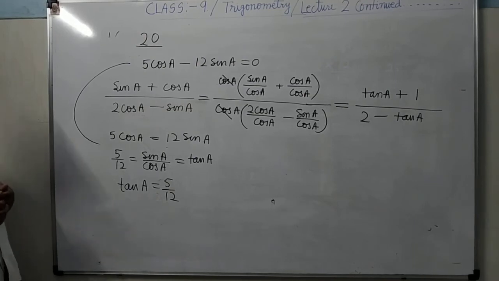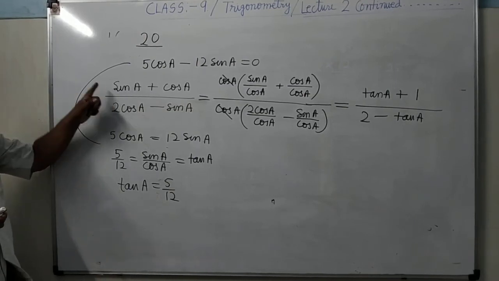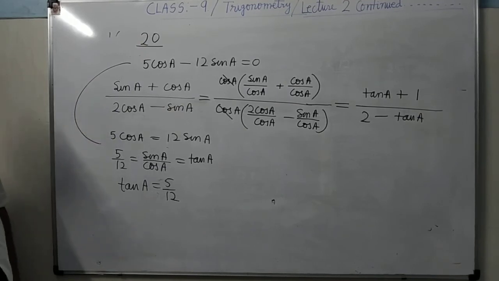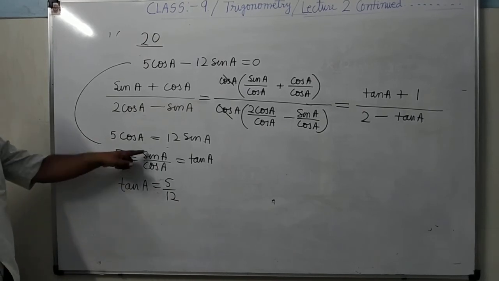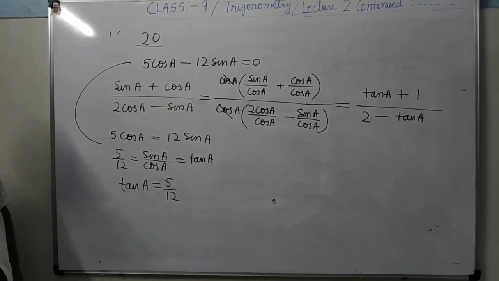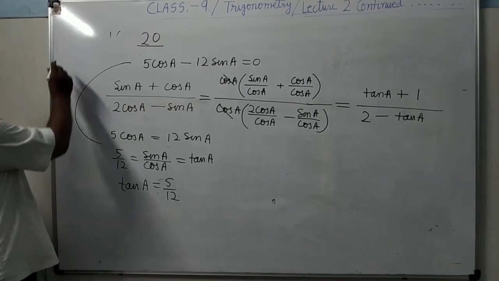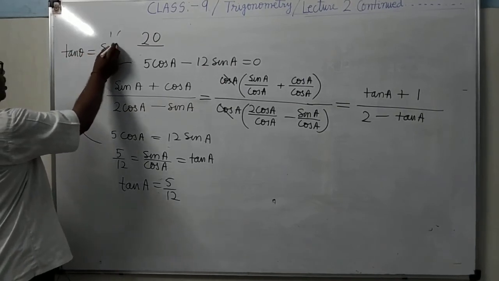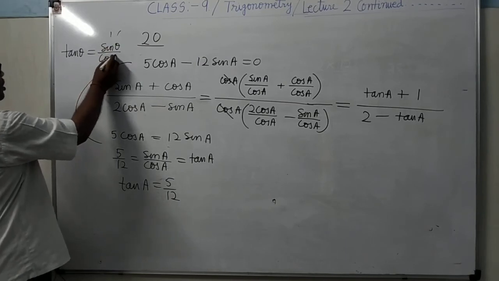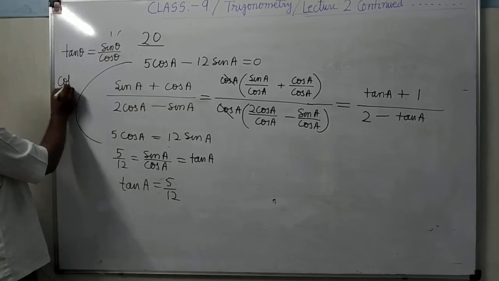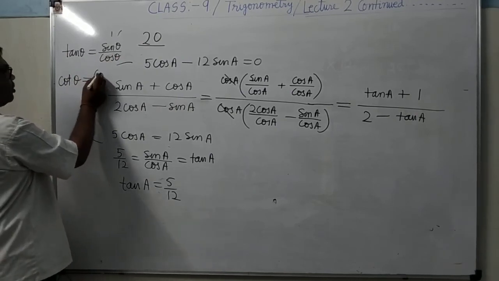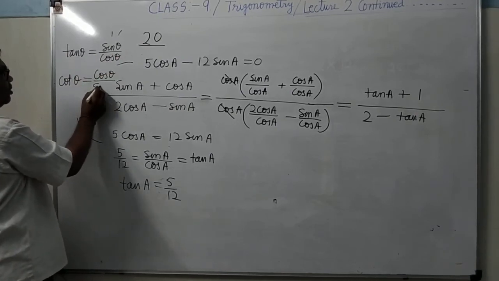You can see once again, in the numerator as well as in the denominator you take out cos A common. It's clear? As we know, tan A is sin A upon cos A. This formula you have studied: tan theta equals sin theta upon cos theta. Then similarly there is one formula, cot theta equals what? Cos theta upon sin theta.